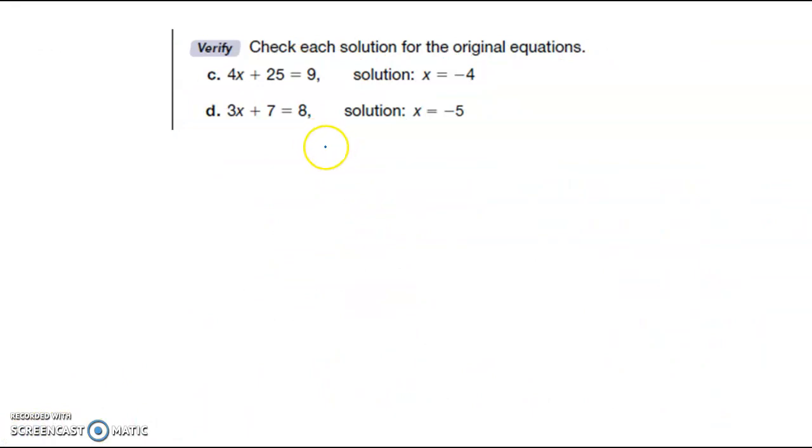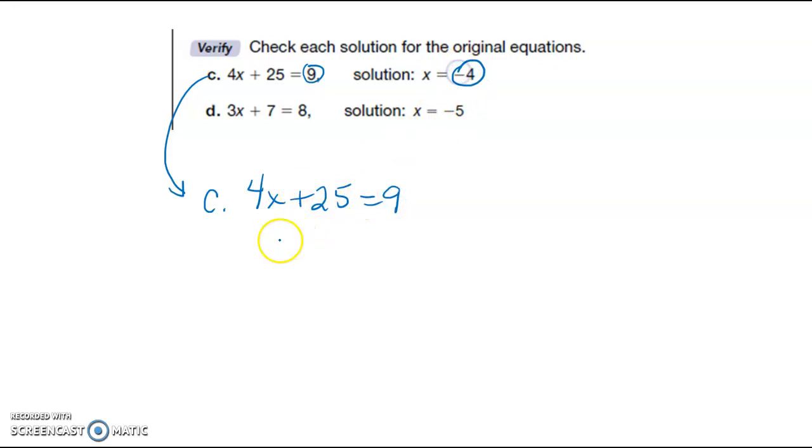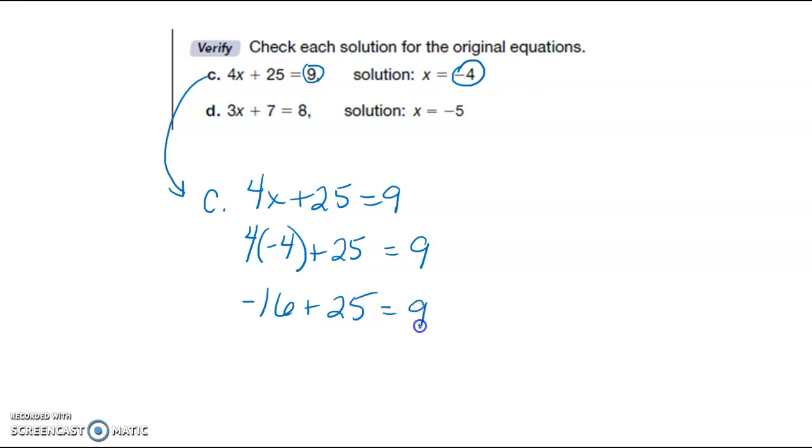Okay, all right. It says check each solution. So basically, I'm trying to figure out if this is an actual solution. So let's come down here and do C. 4x plus 25 is equal to 9. And I'm going to plug in -4. So 4 times -4 plus 25 is equal to 9. 4 times -4 is -16, plus 25 is equal to 9. And let's see, that would be 25 minus 16, and I get 9. So that is correct.